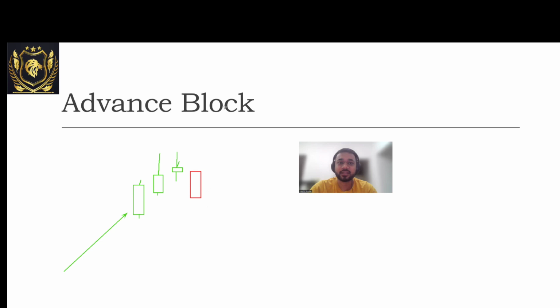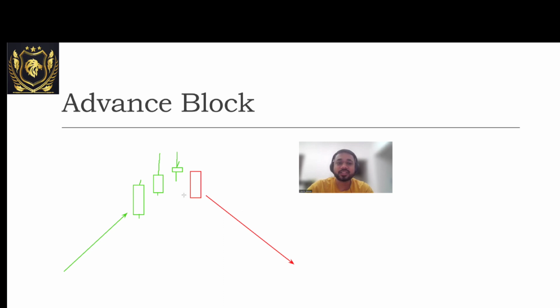Now, can you guess what exactly is going to happen? The market is going to reverse. The market is now going to go downwards. Of course, you have to use RSI and see whether it is an oversold or overbought zone, but this is what the advanced block suggests.